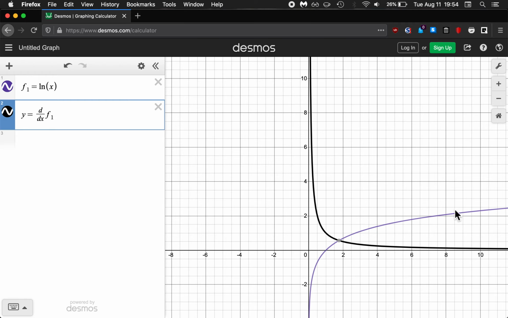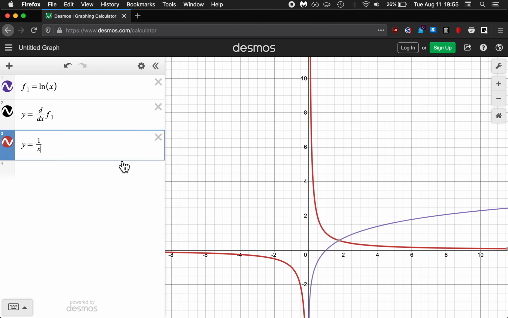As we move out in the positive x direction, the logarithm function actually starts to flatten out. Its slope gets smaller and smaller, even though it is positive. And we see that represented in the derivative here. The derivative is telling us at each point what is the value of the slope here. So the formula for this function is, in fact, 1 divided by x.